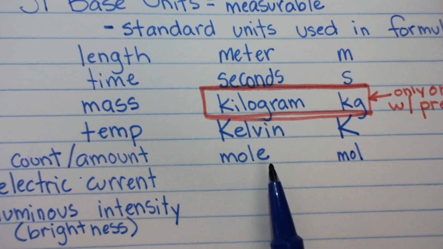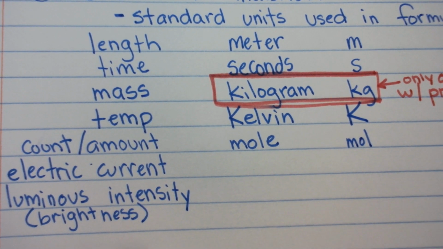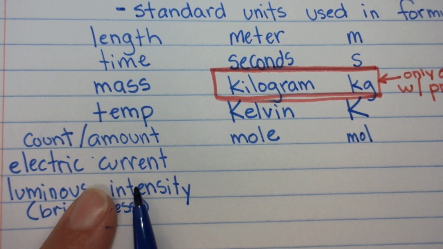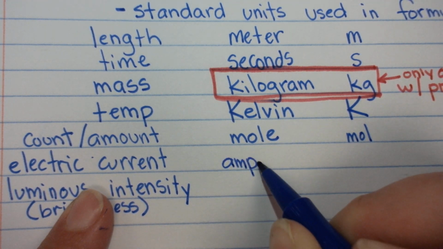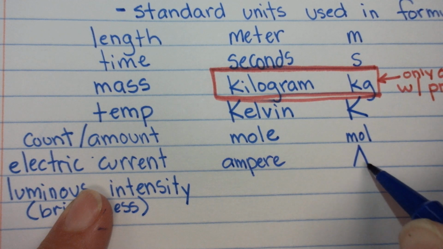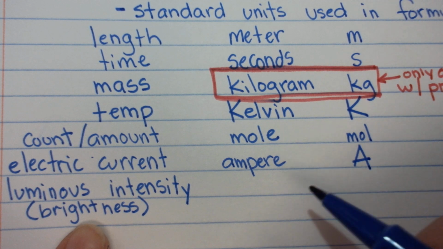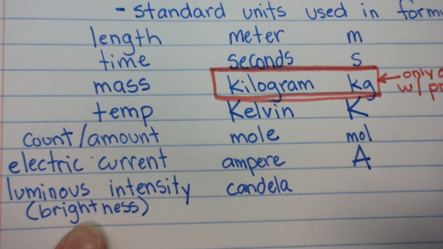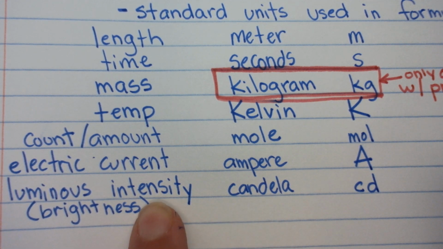So this mole is a count. It is an amount of things. And that's going to be a whole unit that we spend an entire unit on, so we will get very familiar with the mole. Electric current is measured in amperes, and that is a big A. Luminous intensity is the candela. It's abbreviated CD. You can think of candle when we think of brightness.